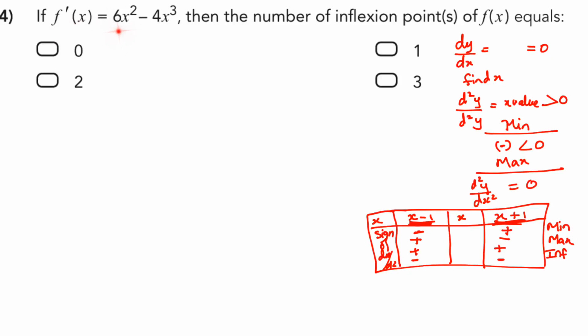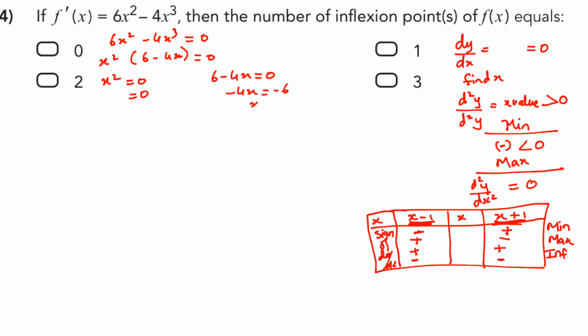Here we don't have to differentiate, it's already differentiated. We just have to make it equal to 0. So we will make it equal to 0. 6x squared minus 4x cubed is equal to 0. Factorize the x out. So you have x squared is equal to 0, or 6 minus 4x is equal to 0. So you have x is 0, or negative 4x is equal to negative 6. Divide by negative 4, x is equal to 3 over 2.